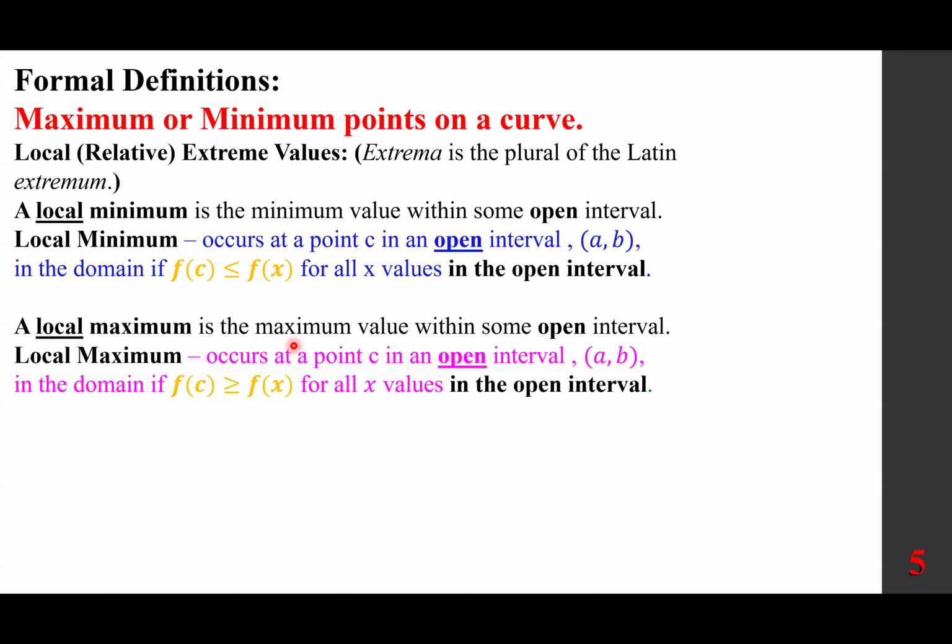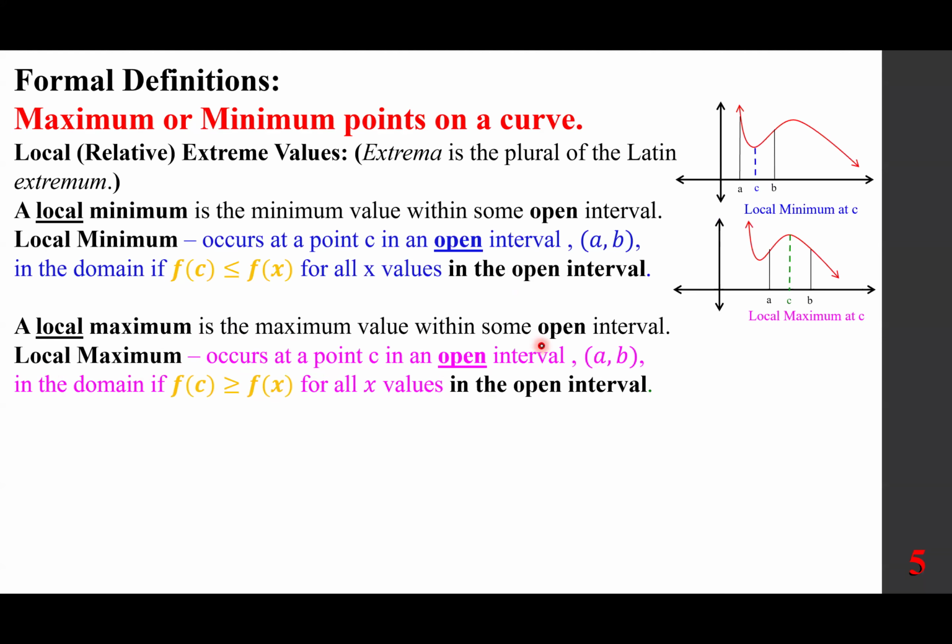A local maximum is the maximum value within some open interval. A local maximum occurs at a point c in an open interval a to b in the domain if f of c is larger than or equal to f of x for all x values in the open interval. In other words, we are talking about peaks and valleys, everybody. Local min, local max, within some open interval, known as local or relative.